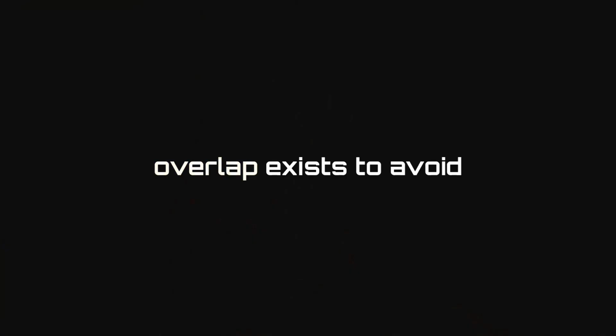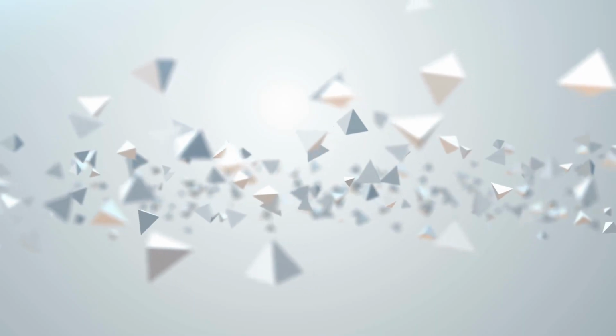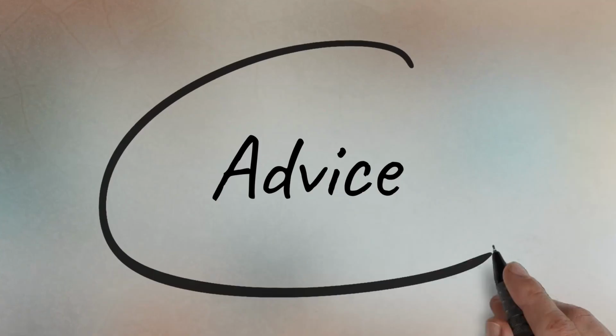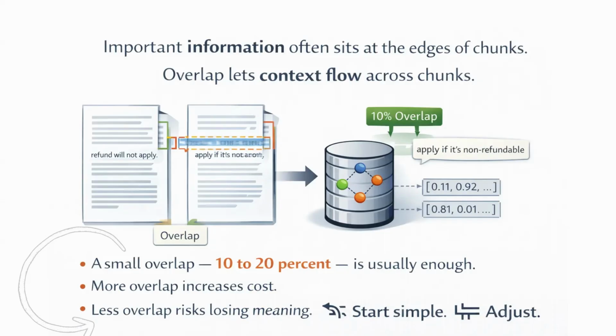Overlap exists to avoid boundary problems. Important information often sits at the edge of a chunk. Overlap lets context flow across chunks. Here's some practical advice: a small overlap, 10 to 20%, is usually enough. More overlap increases cost. Less overlap risks losing meaning.